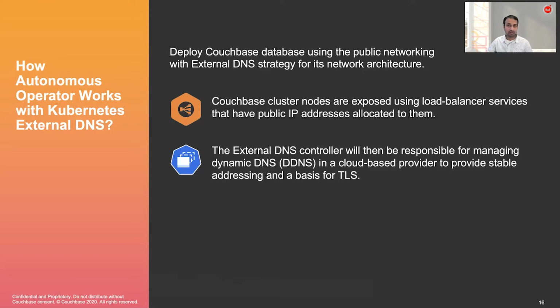Our autonomous operator works with Kubernetes External DNS, right? So while deploying the Couchbase database using the public networking with external DNS strategy for its network architecture, Couchbase cluster nodes are exposed using load balancer services that have public IP addresses allocated to them. The external DNS controller will then be responsible for managing dynamic DNS records in a cloud-based provider to actually provide that stable addressing and secured communication using TLS, right? So this is how the autonomous operator works with the Kubernetes external DNS solution.